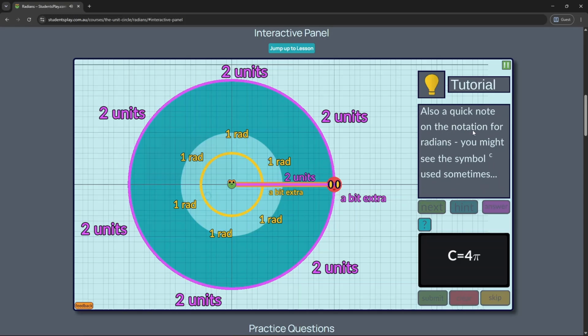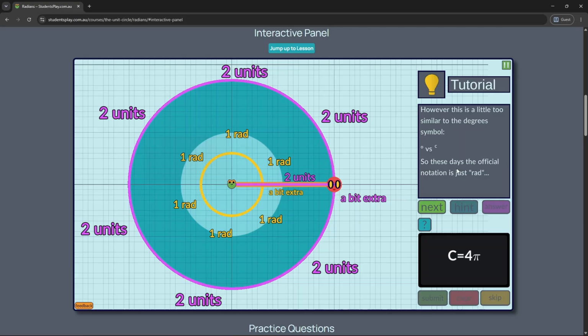Also, a quick note on the notation for radians, like how we write it down. You might see a symbol, a little C, like a power of C, used sometimes. For example, 3 radians could be written as 3C. However, this is a little too similar to the degrees symbol. So you have the degree symbol there, and then the C there. It's almost the same thing, and it's really easy to get them confused.